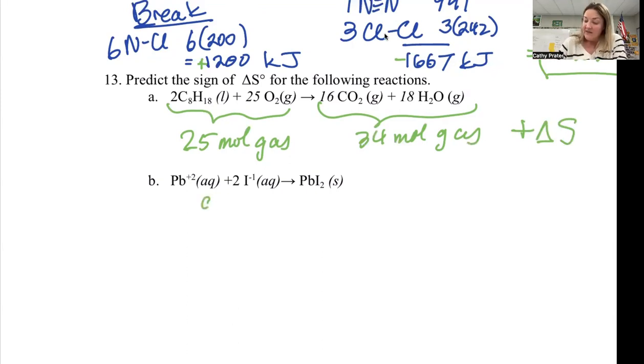Okay. On this side, we have aqueous on the left and solid on the right. Aqueous is more disordered, so over the course of the reaction, we have a decrease in chaos.